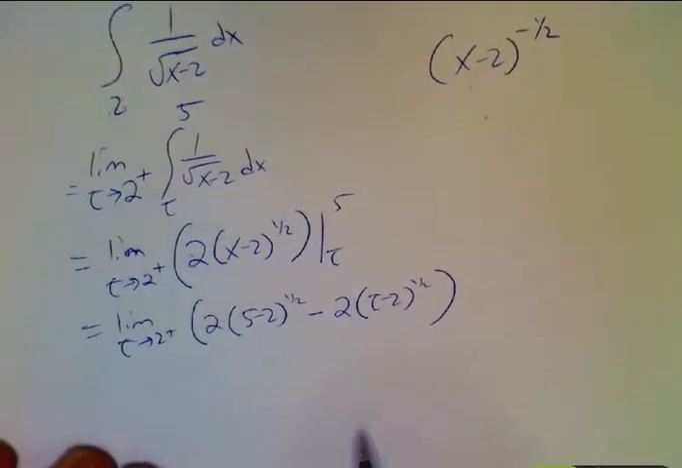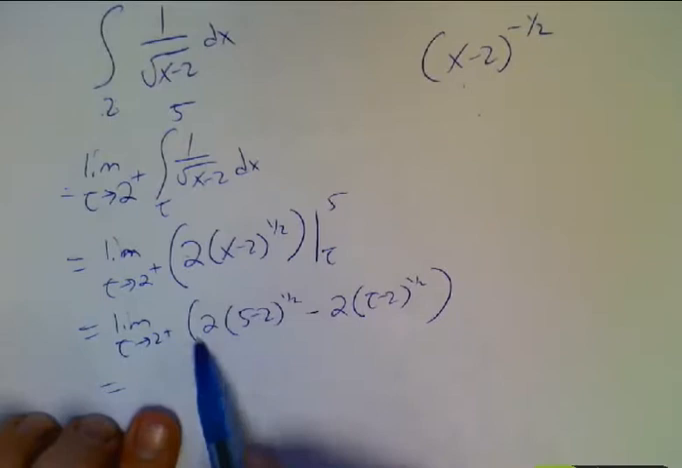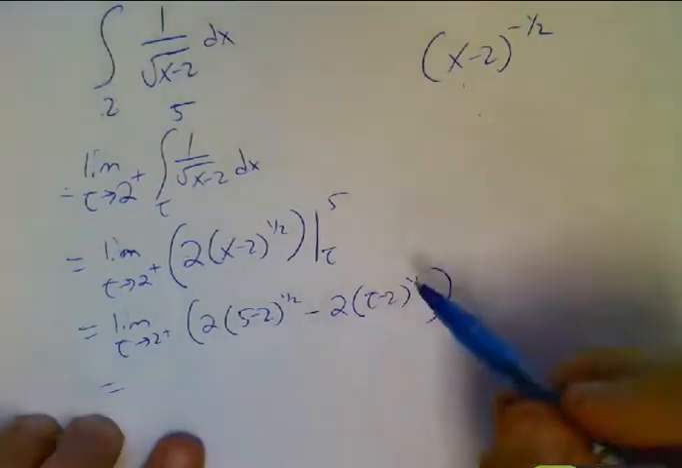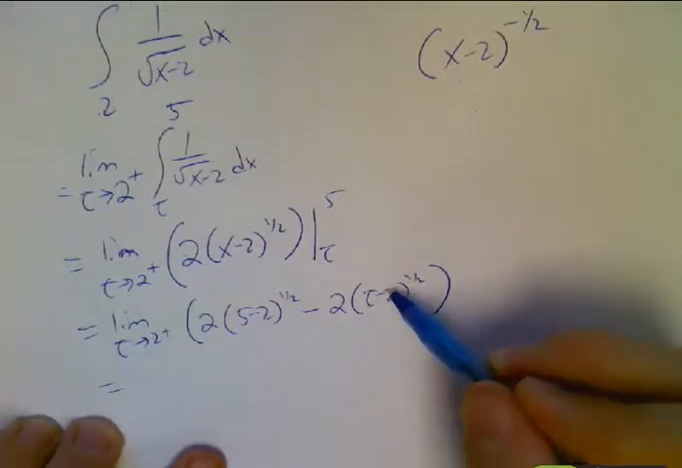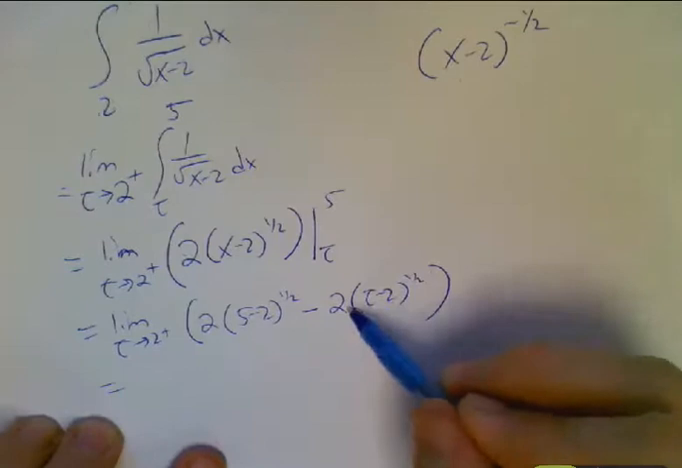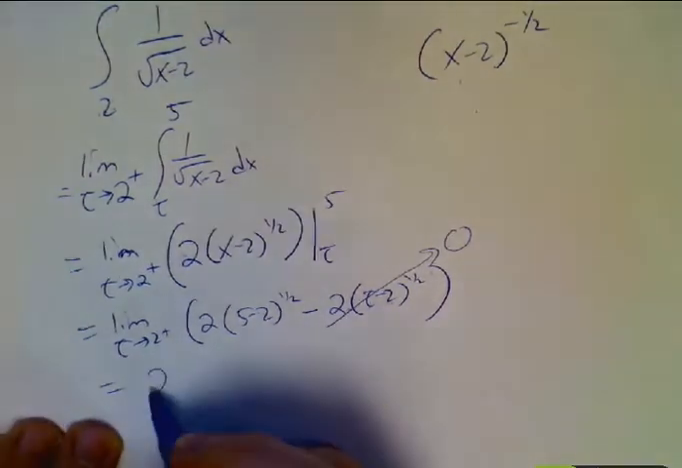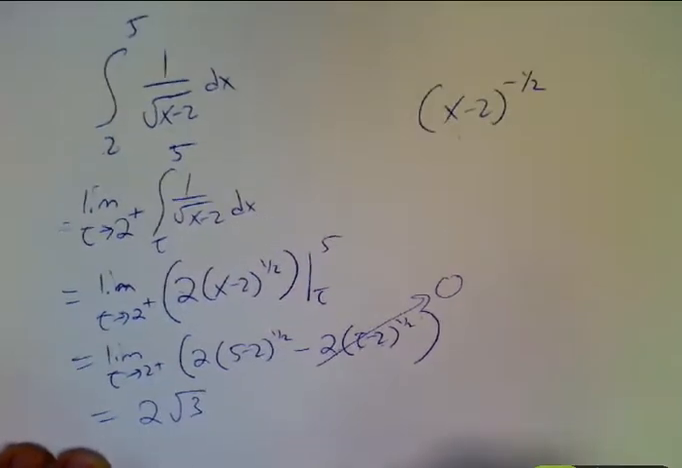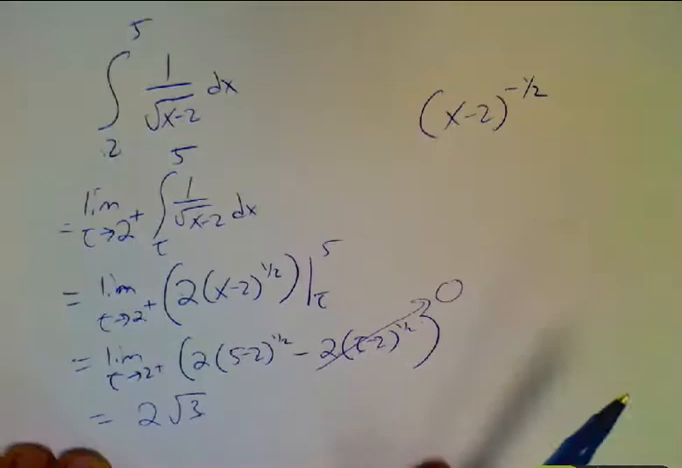And now it's just a matter of cleaning it up. This limit as t approaches 2 has no effect on this part, but completely has an effect here, excuse me. If t is approaching 2 from the right, well then this number is a little bigger than 2. Minus 2 essentially is close to 0. Square root, of course, is still 0. Times 2 is still 0. This whole thing goes to 0. And all I'm left with is 2 square root of 3. So this integral converges, and it's 2 radical 3.